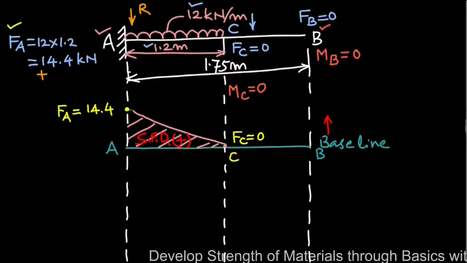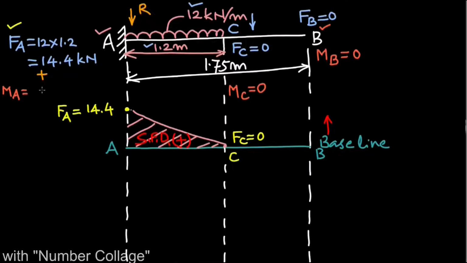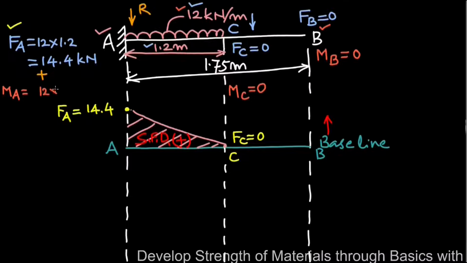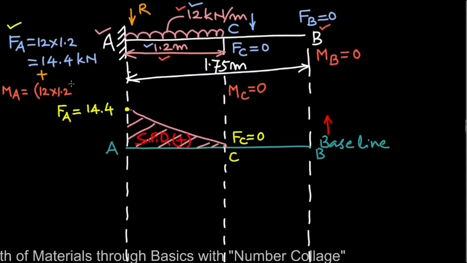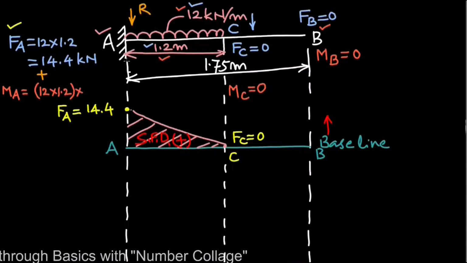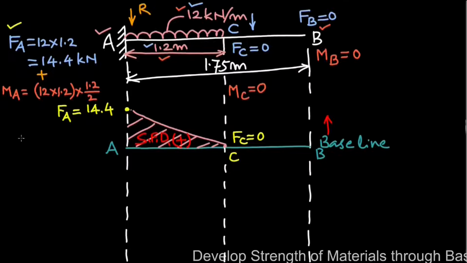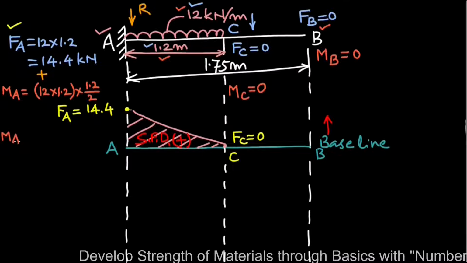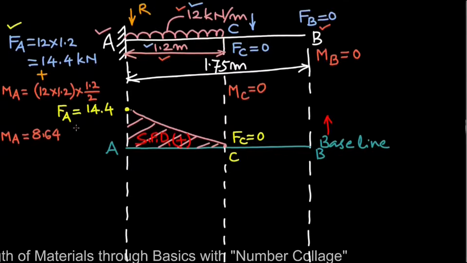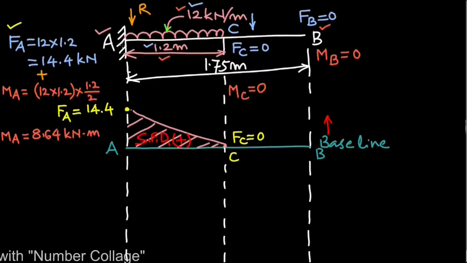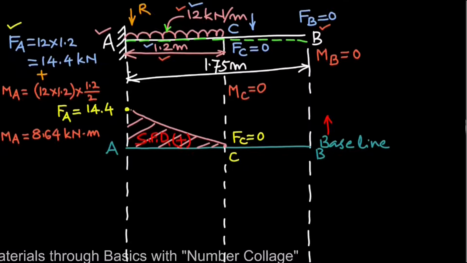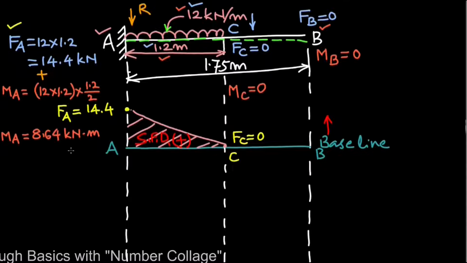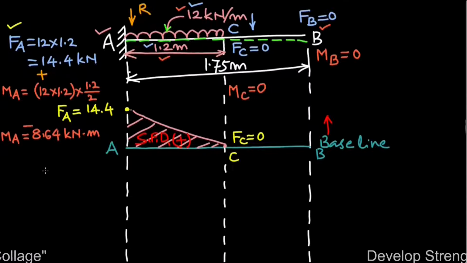Bending moment at point A will be MA, which will be first the load 12 multiplied by span of the load 1.2 meter, and this UDL is going to act at the midspan of 1.2 meter, so the moment arm will be 1.2 divided by 2. Therefore, moment at point A, MA, works out to be 8.64 kilonewton meter. The UDL tends to bend the cantilever in the downward direction like this. So therefore, bending moment MA will be hogging in nature, hence it will be minus 8.64.